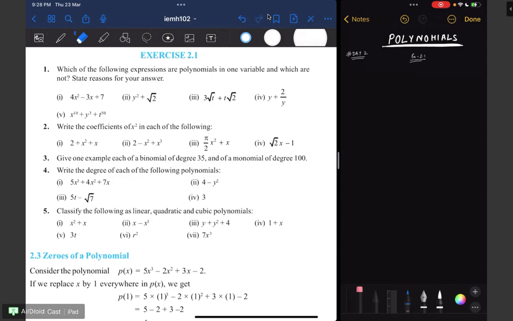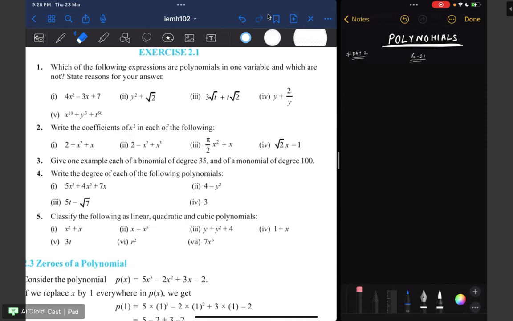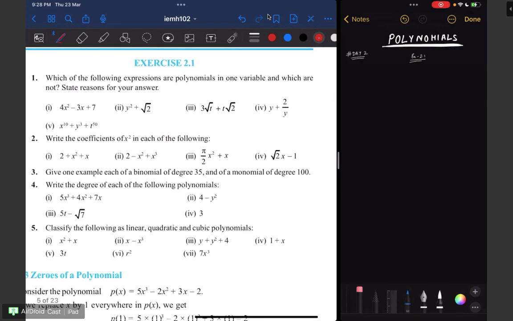So in this video, we are going to do some application problems related to the concepts that we learned in the previous class. So let's start with exercise 2.1 from our NCERT book. Let's see what the first question says. The first question says that which of the following expressions are polynomial in one variable and which are not? State reasons for your answers. As you can see here, some expressions are given. We have to identify which of these expressions are polynomial in one variable and which are not, and we also need to give reasons for choosing our answer.